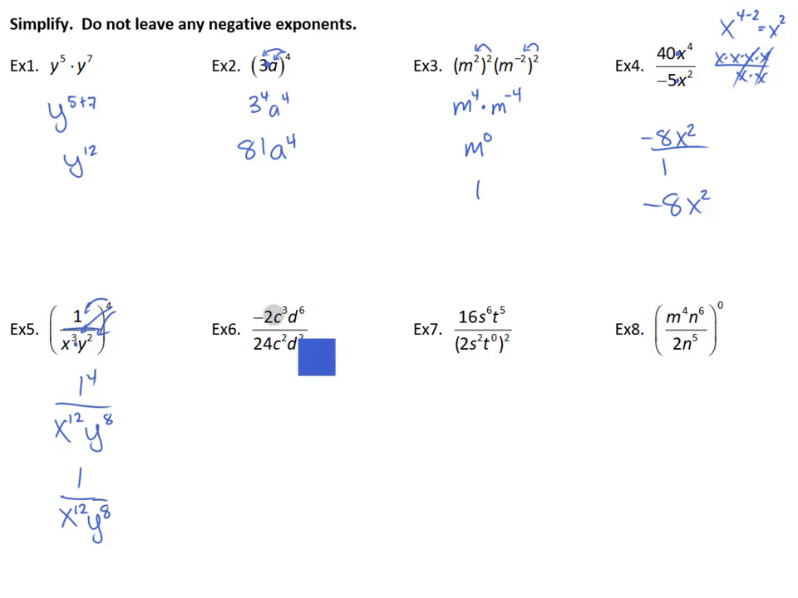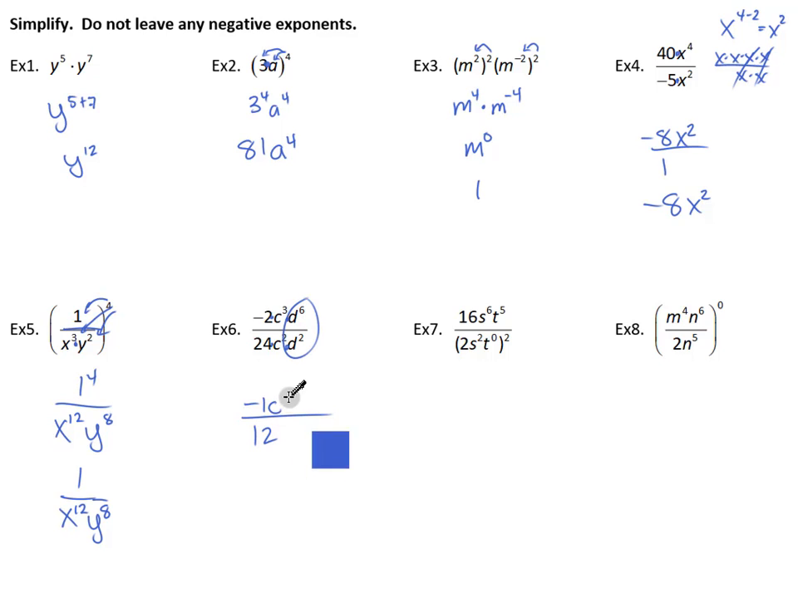Here we have all multiplication and division. So let's see what we can simplify. Dividing by 2, we get negative 1/12 for our numbers. We can either subtract these exponents and get c to the 1st, which would be up top, or you can cancel out two sets of c's. That would leave you with one c in the top, c to the first.